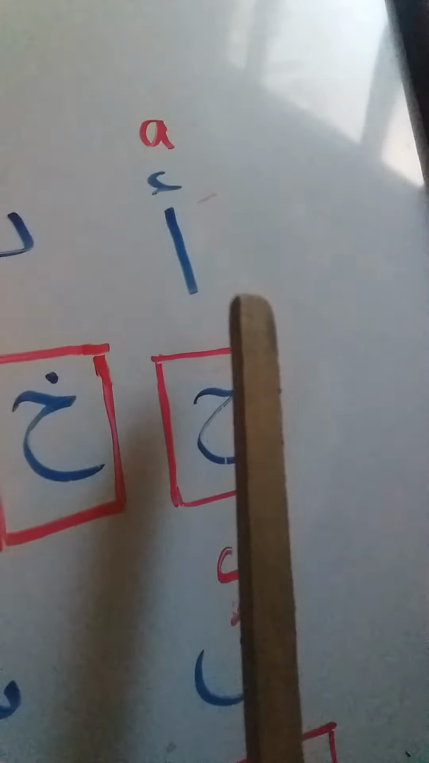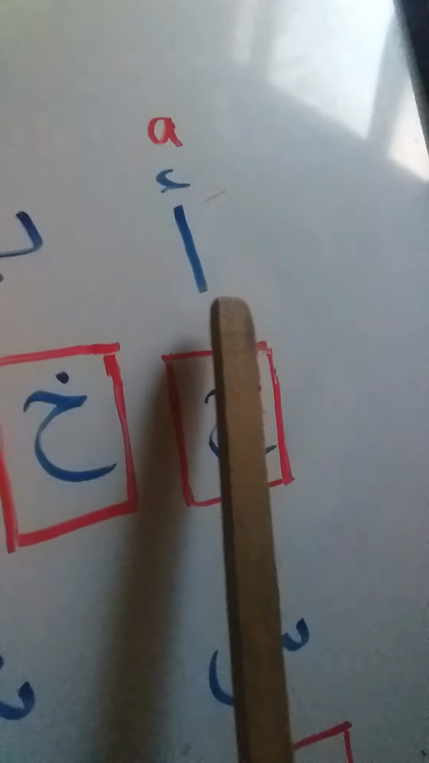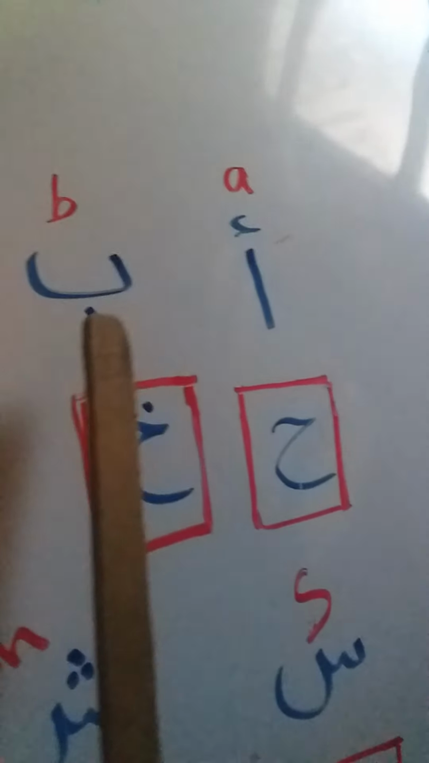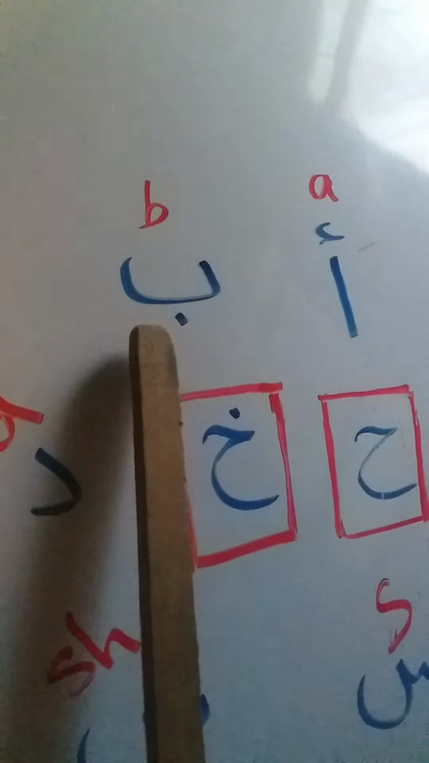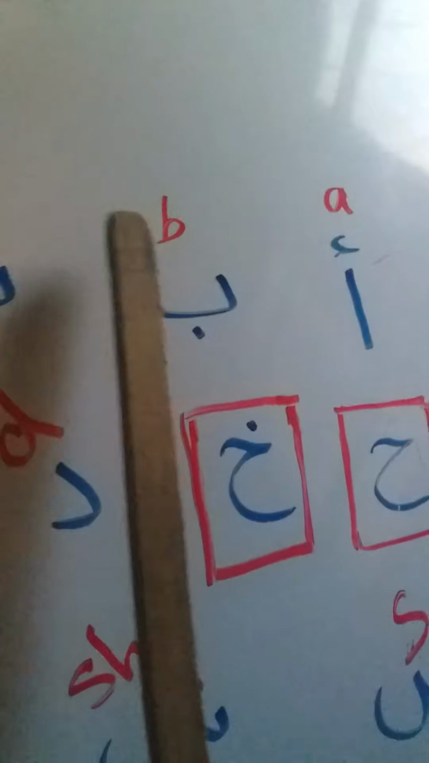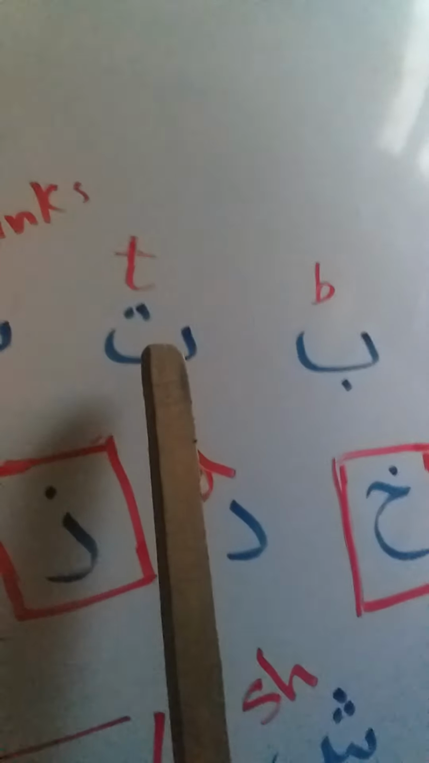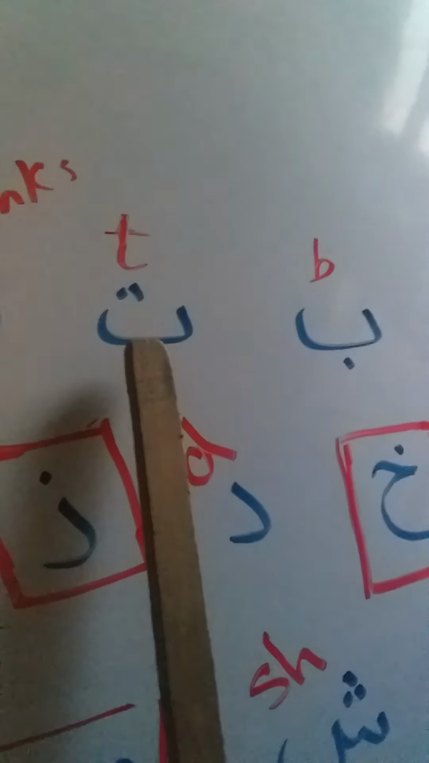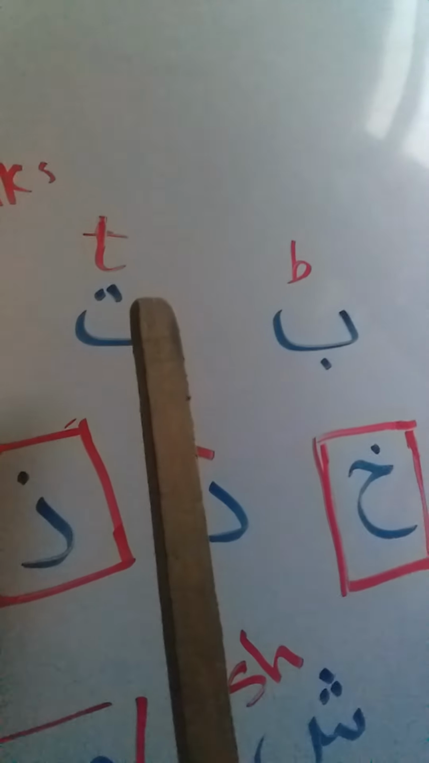The first letter is Alif. Alif is the sound of A. The second letter is Ba, and the sound of B. Ta, the third letter. Ta is the sound of T.